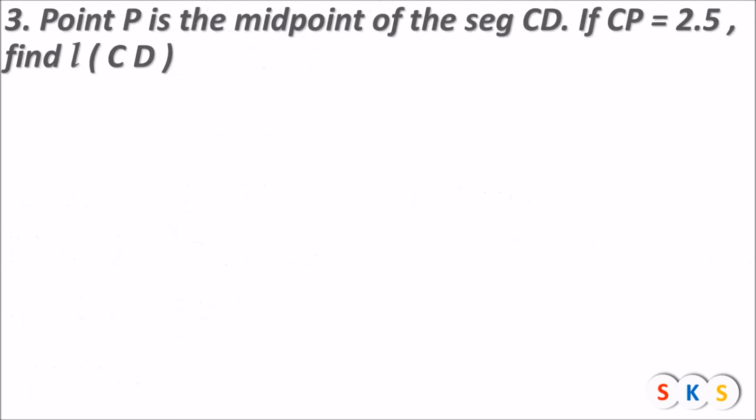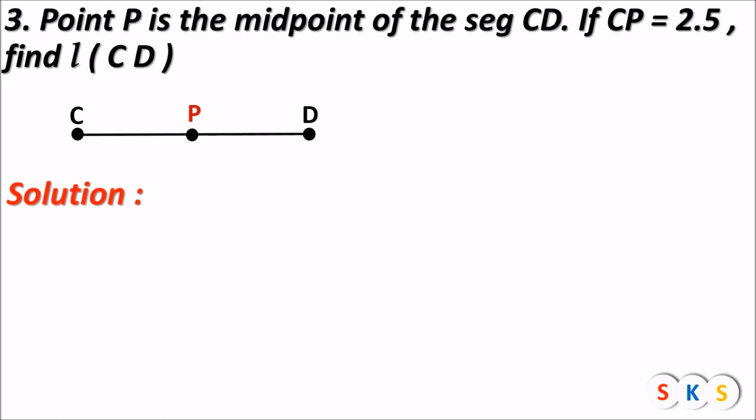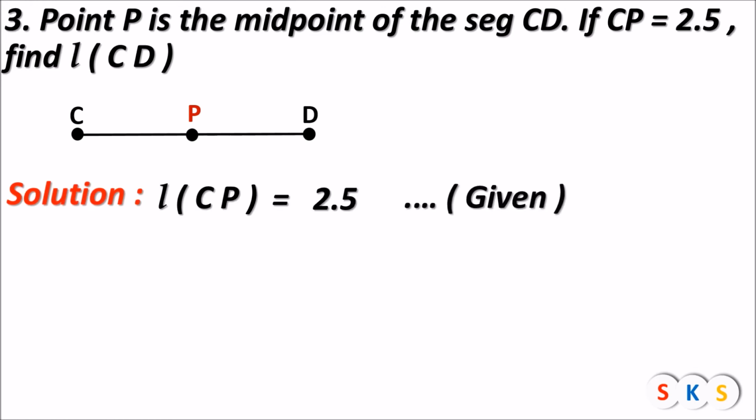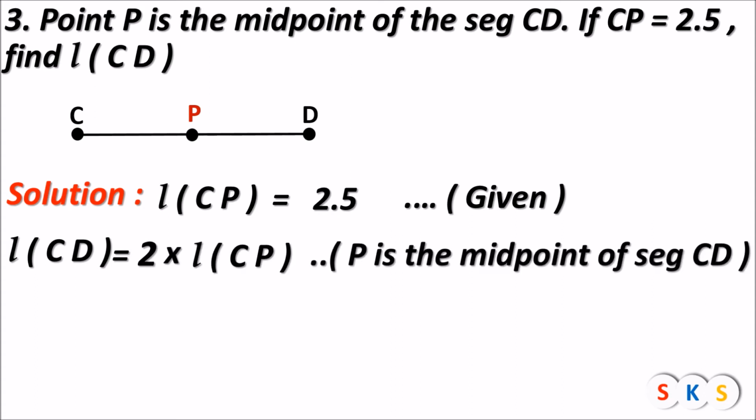Now here we have the next question, question number 3. Point P is the midpoint of seg CD. If CP equals 2.5, find length CD. We will draw the figure first. Here P is the midpoint of CD. What is given here? CP is 2.5. Length CD is 2 times the length CP. Why? Because P is the midpoint of seg CD.